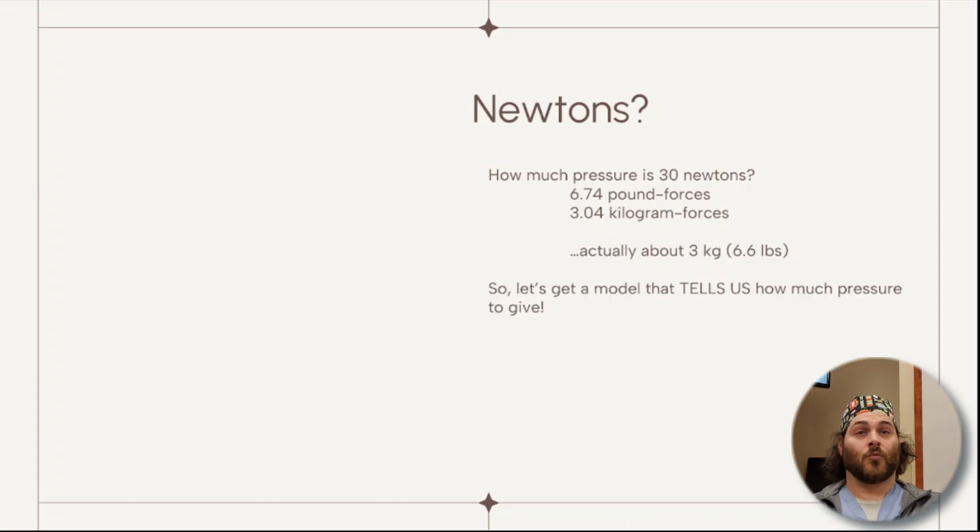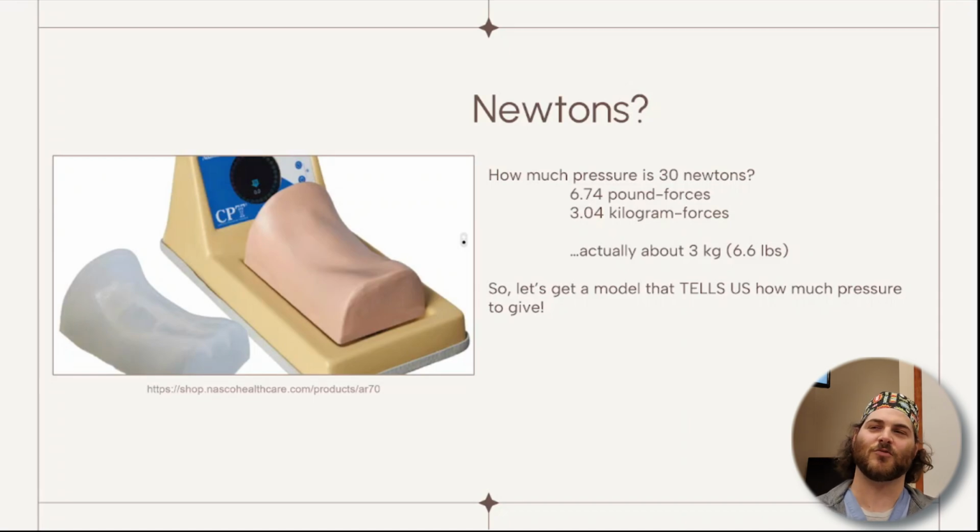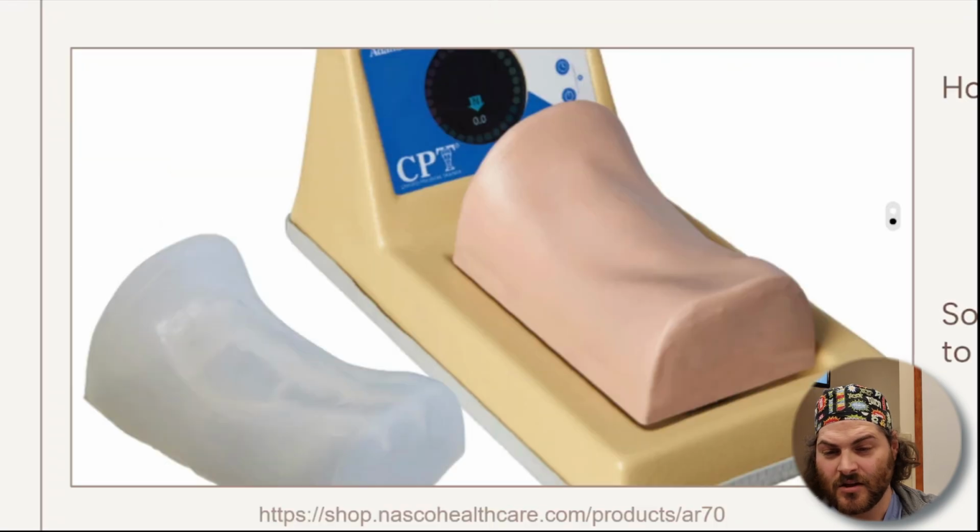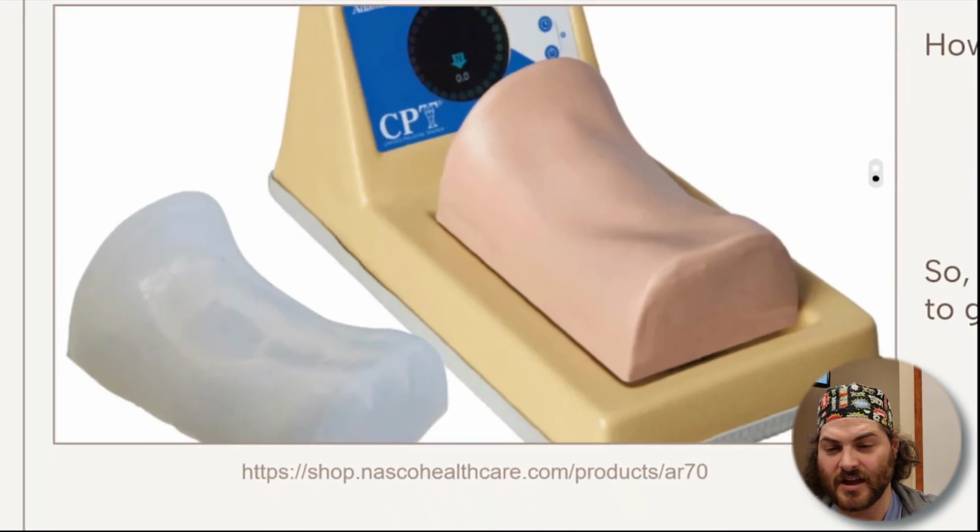So if none of us know how much pressure to give, let's get a model and some sort of training thing. Wouldn't that be nice, if you could have some sort of training aspect that would show you how many newtons of pressure you're giving and give you some feedback? Hey, look at that! Somebody makes one. It's a throat on a weird box thing that will actually show you how much pressure to give. Isn't that lovely?